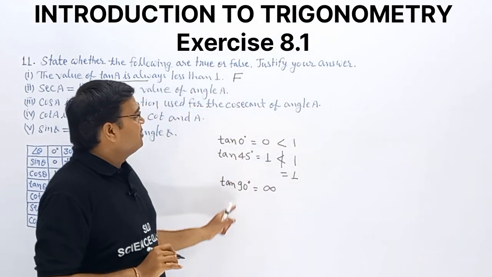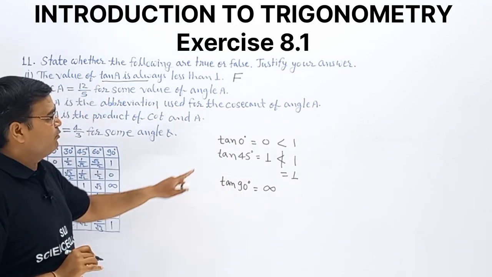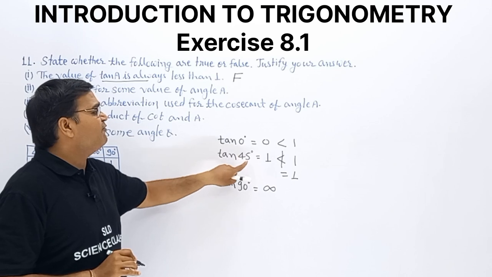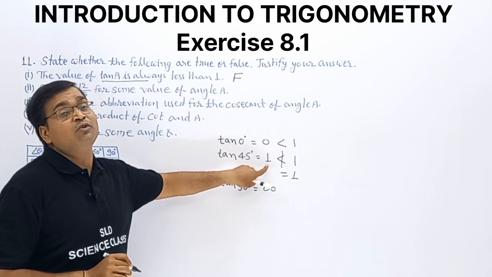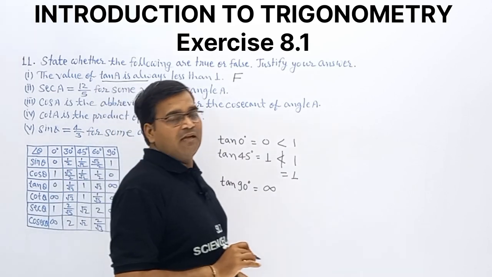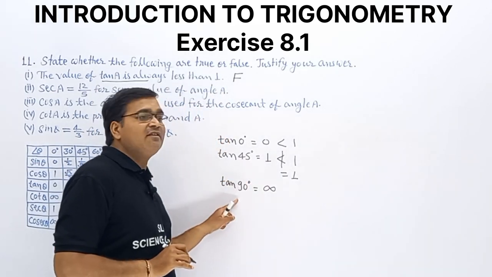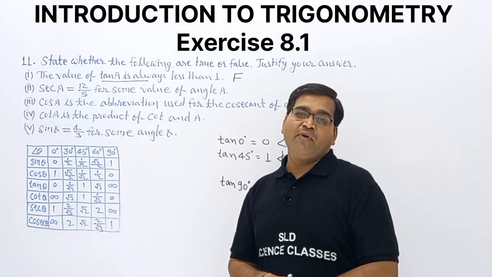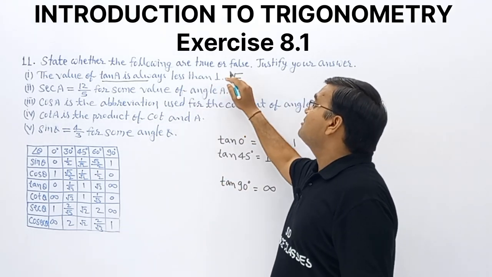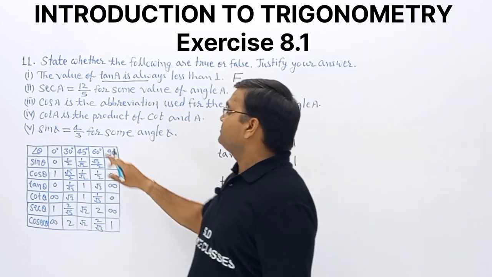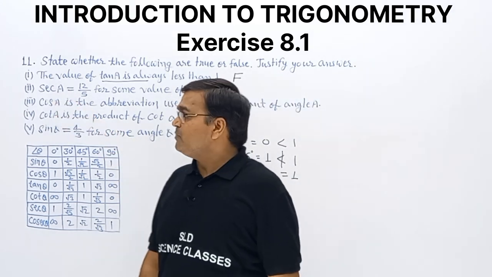And this is the verification. We can justify: tangent 0 is less than 1, but tangent 45 is equal to 1, and tangent 90 degree is infinity, and 45 degree and 90 degree are both not less than 1. So this statement is false. Clear? Now observe question number two.